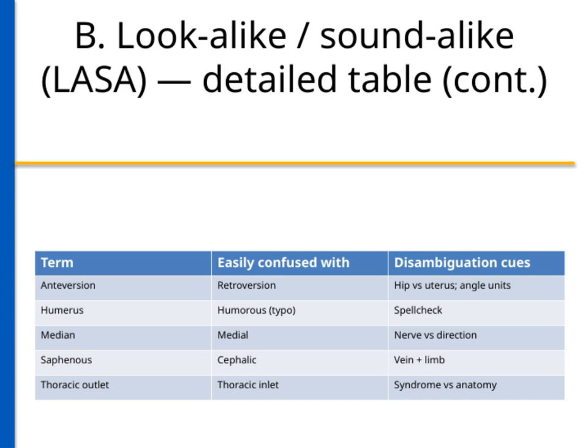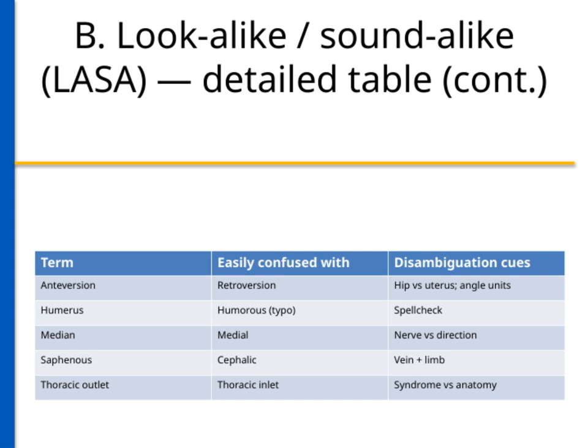Now onto thoracic outlet, which can be confused with thoracic inlet. The key distinction is that thoracic outlet refers to a syndrome involving neurovascular compression, while thoracic inlet is simply an anatomical opening. Recognizing whether you're discussing pathology or anatomy helps clarify the term.